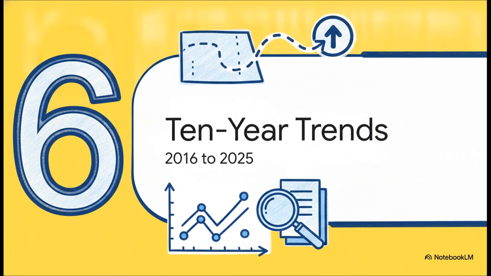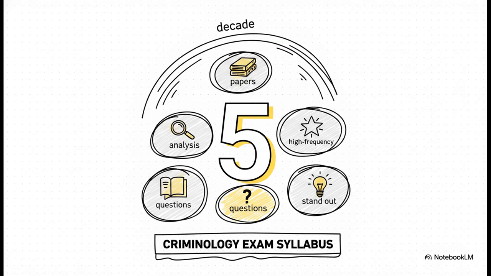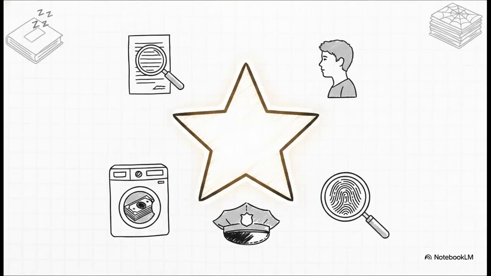And finally, Part 5, 10-year exam trends from 2016 to 2025. So we've covered the syllabus roadmap, but to give you a true advantage, we need to look at historical data. Now, what's really interesting about this is when you analyze a decade of past papers, exactly 5 topics stand out as the absolute most repeated high-frequency questions. And here are those 5 golden topics.